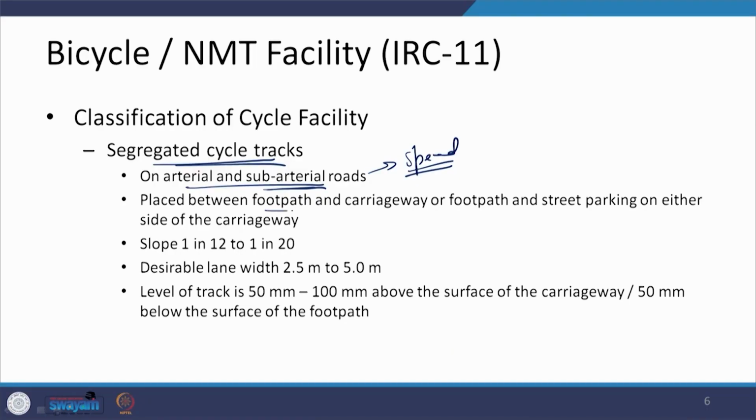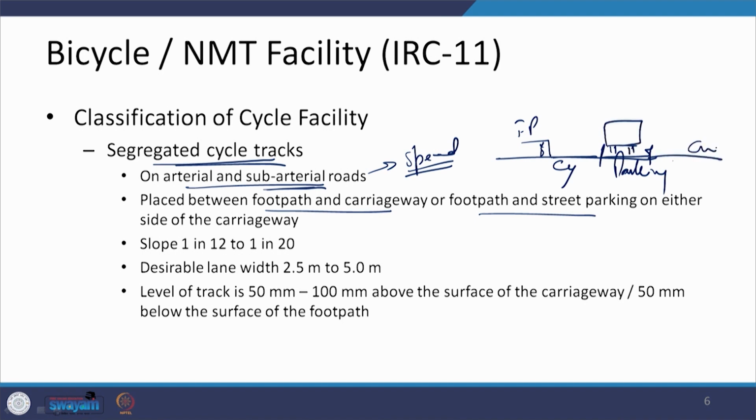They can be provided between the footpath and the carriageway, as I have shown you, or it can be between the footpath and the street parking. So, that can be another possibility. So, I can have say a footpath here. So, this is my footpath, and this much space is being dedicated here for cycle, and this one is being dedicated for parking. So, I may have the vehicles standing here, and there is a carriageway on this side on which the vehicles are moving up and down in this form. So, that way is also a possibility.